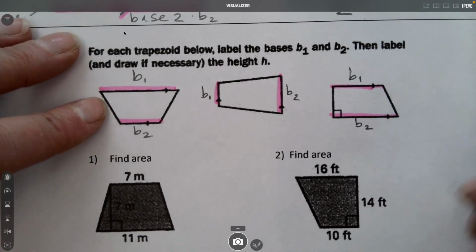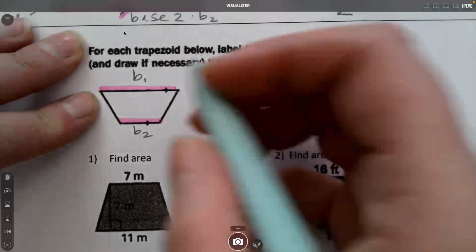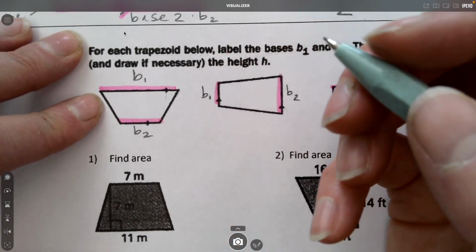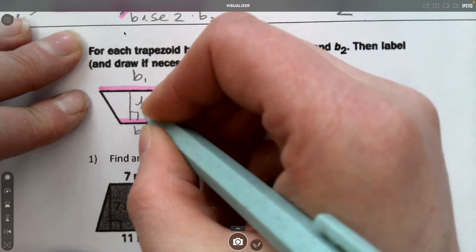And then I want to identify my height. My height needs to make a right angle with these bases. And I don't have anything here. This doesn't make a right angle. It's not marked as a right angle. And we know that the base and the height need to be perpendicular. So I'm just going to draw on my height.